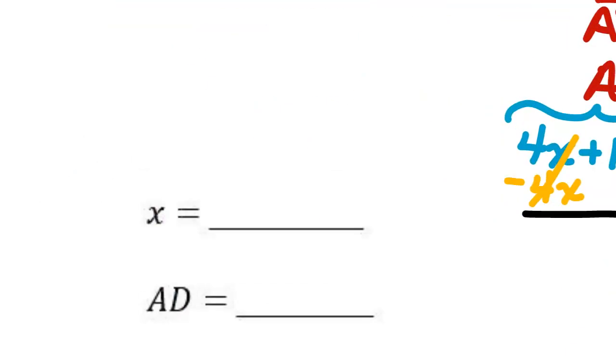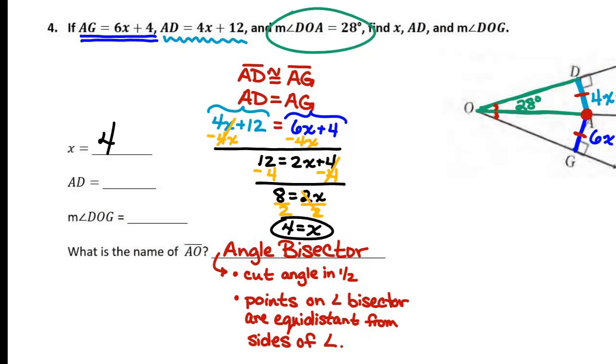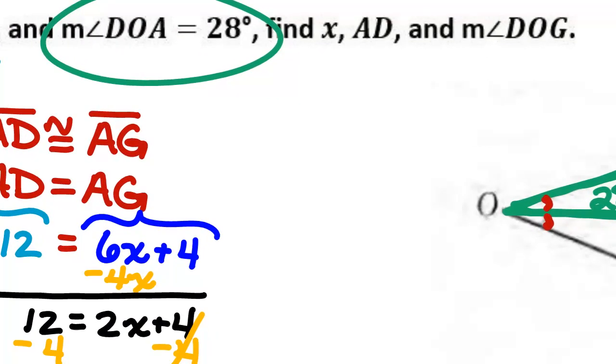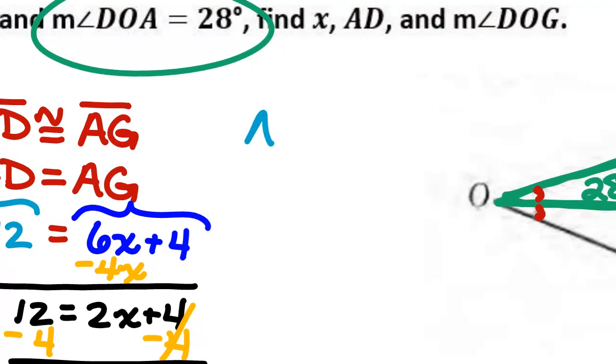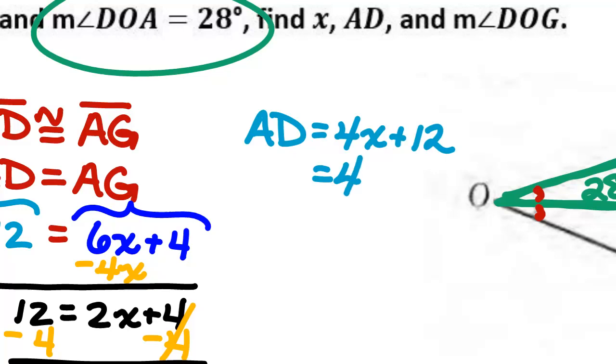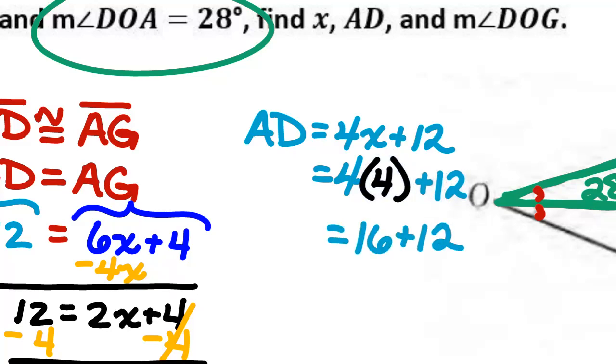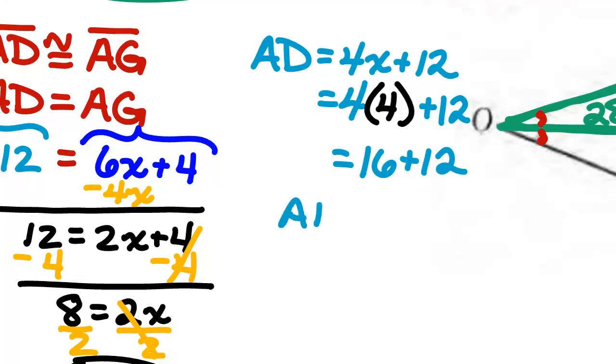That's the first thing they asked me for. How do I find the length of AD now? Plug it in. AD is 4x plus 12. We just found out that x was 4. So I have 4 times 4 plus 12. What is 4 times 4? 16. So I have 16 plus 12, and that would give me 28. AD is 28.